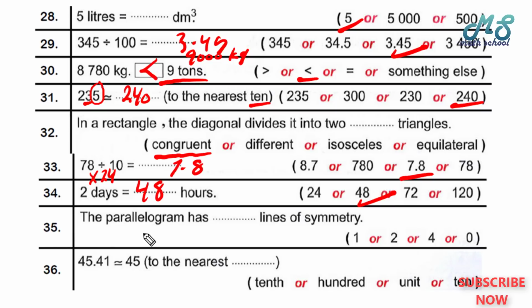Number 35 says: the parallelogram has what lines of symmetry? Be careful, the parallelogram has no lines of symmetry. So it has 0 lines of symmetry. So the answer here will be 0.